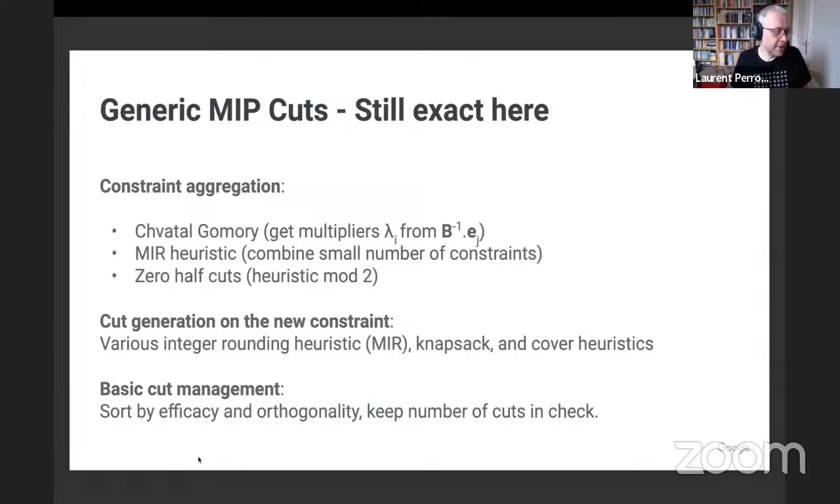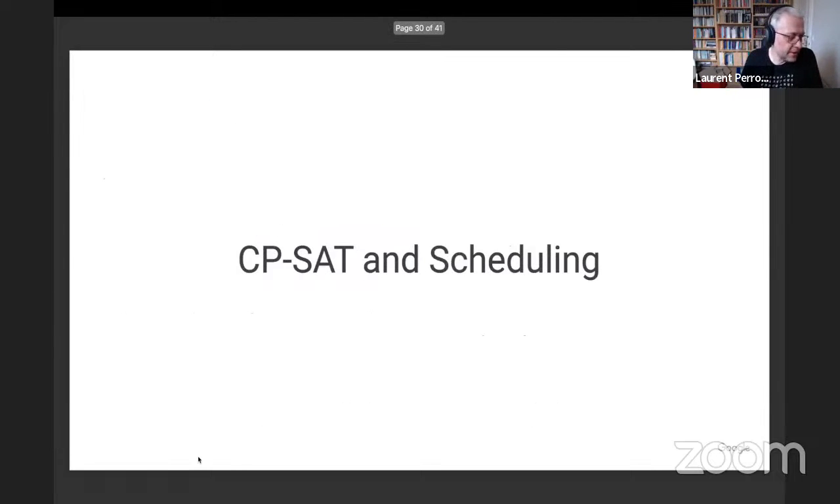We have cuts, they are still integral, they are still exact. We have all the usual ones: the Gomory, the MIR, the zero-half, and then on top of that, lifting, cover, all of these techniques to make sure that we get the best out of it.